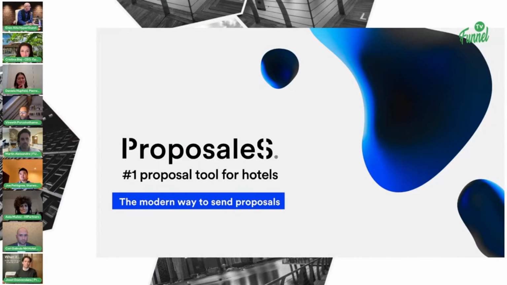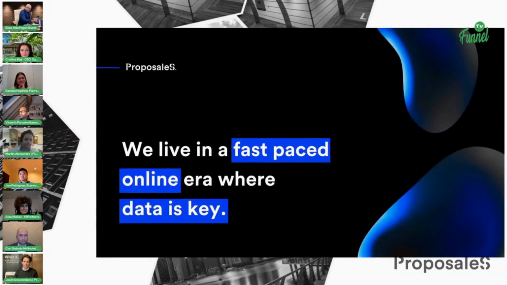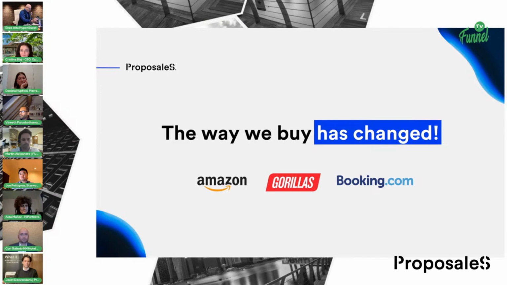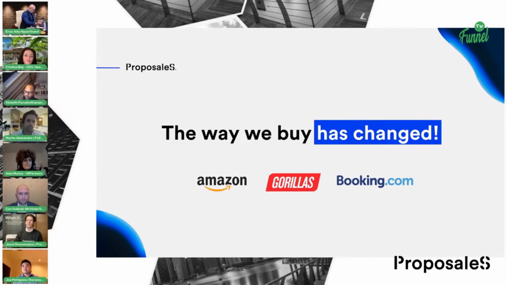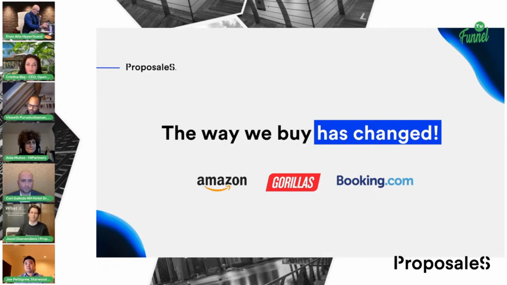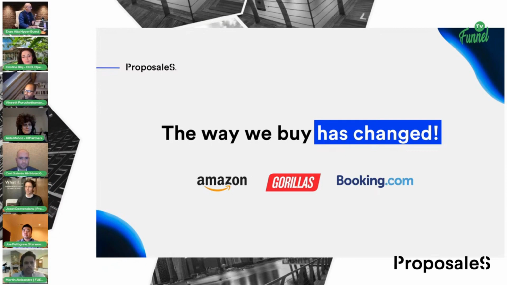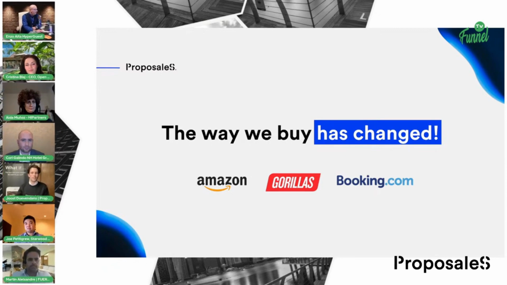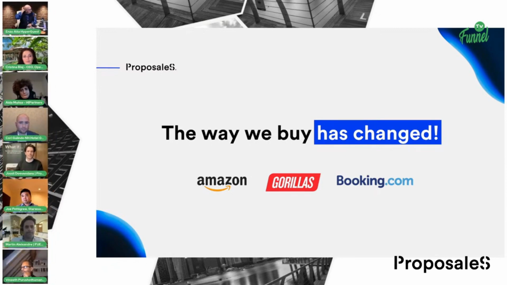So my name is Doevendans, head of sales at ProposaleS, a modern way to send proposals. As most of you know, we live in a fast-paced online era where data is key. I want to touch on those elements when looking at MICE and group sales. In general, the way we buy has changed a lot. Everyone uses Amazon. We buy everything online. You can get some groceries to your doorstep within 10 minutes with Gorillas. You can buy travel via OTAs. It's all online. It's fast-paced.